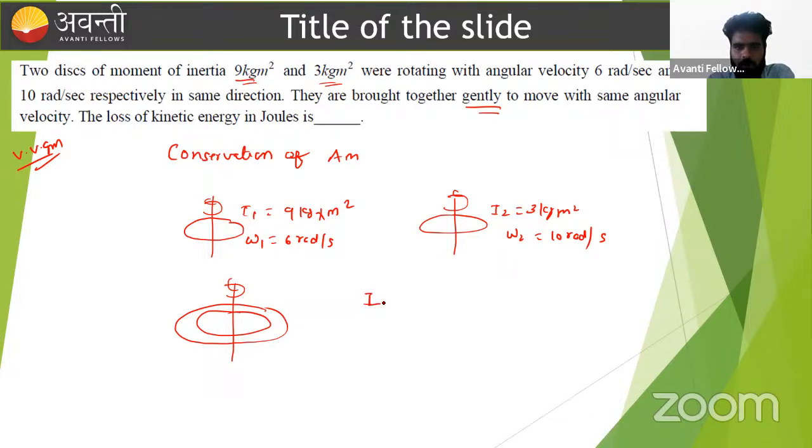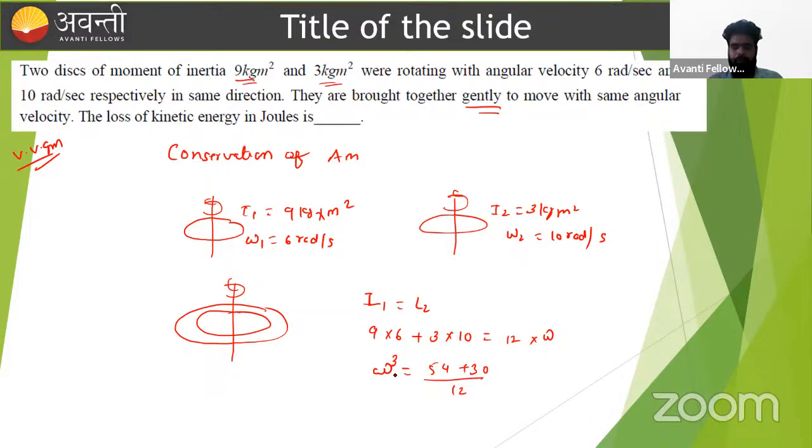initial angular momentum. So what can we say, initial angular momentum equals final angular momentum. Write down that I1 omega 1 equal to I2 omega 2. That is nothing but 9 into 6 plus 3 into 10 equal to, what is the total I, beta? That is 9 plus 3, that is 12 into omega. This will become, beta, 54 plus 30 divided over 12. So here we will get the value of omega.